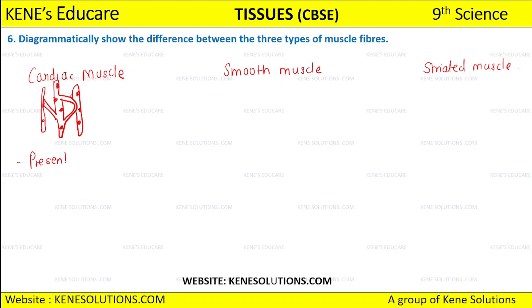And you can write several points as well, that this cardiac muscle is present in heart. Okay, it is involuntary in nature. Involuntary means it doesn't work as per our wish, it is going to work according to its wish, right? And cardiac muscle, you will write that the muscle fibers are branched. Okay, so you'll write that the muscle fibers of cardiac muscle are branched.